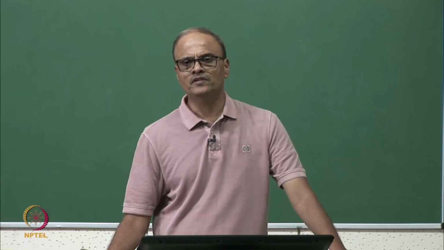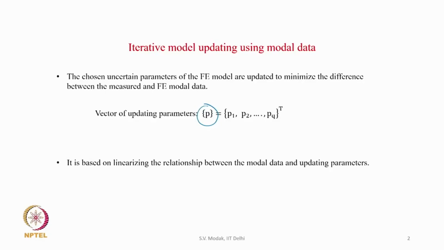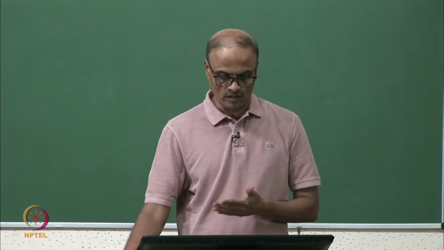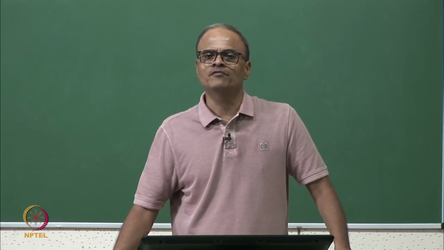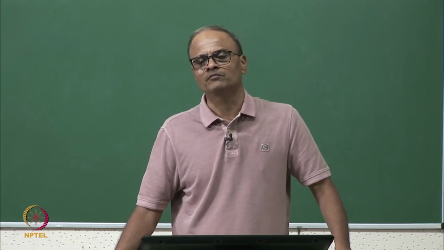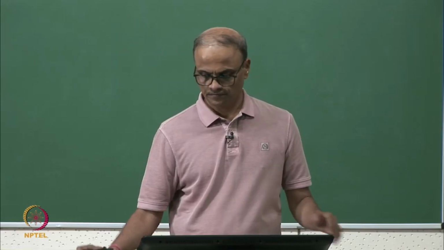The second difference is related to how the updating parameters are determined. In iterative model updating using modal data, the parameters are determined based on a linear relationship between the modal data and the updating parameters. Because the linear relationship is approximate in nature, the parameter estimates obtained from it are also approximate, and that is why the parameter changes need to be improved over the iterations. That is why the method is iterative in nature.